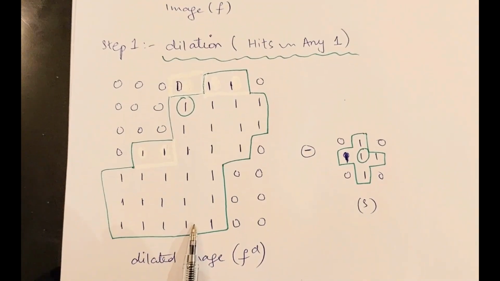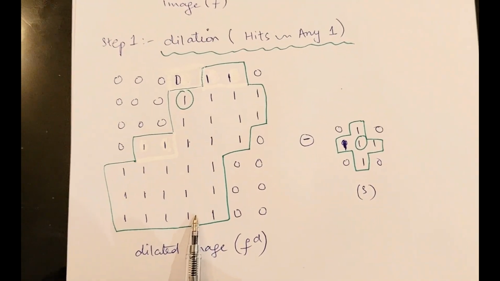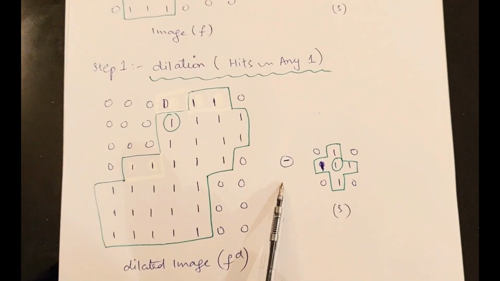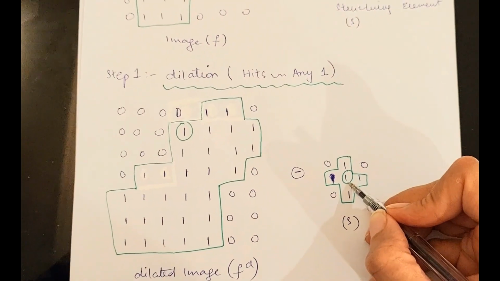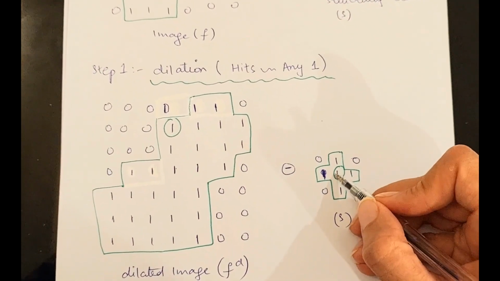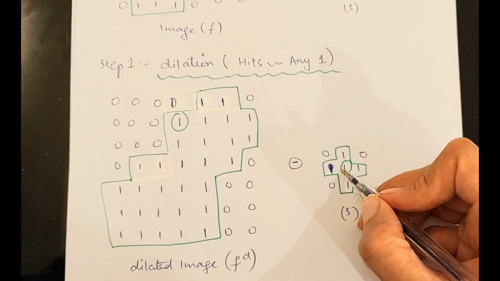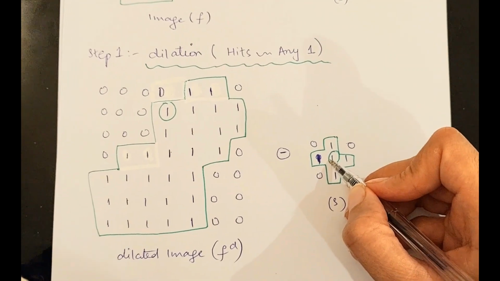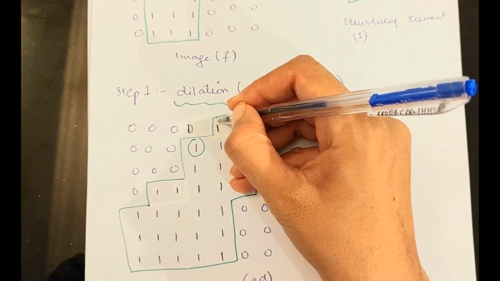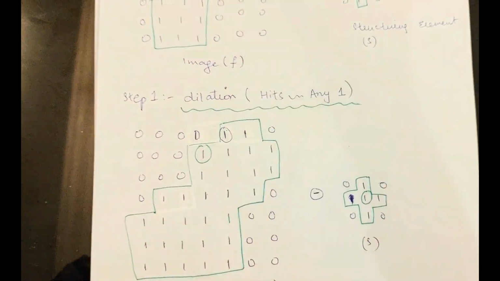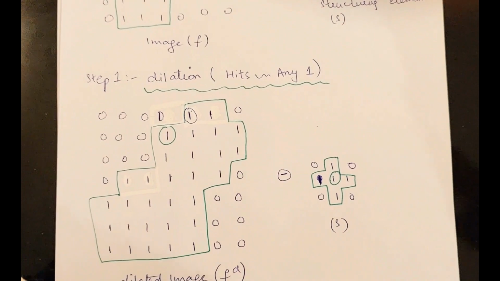So now this is my dilated image. Now I'm going to perform the erosion operation on here. Whenever we perform erosion, we know that the central pixel of the structuring element is going to be placed one by one on all the pixels of the foreground image, right? So this is my foreground image, so I will start placing from here.